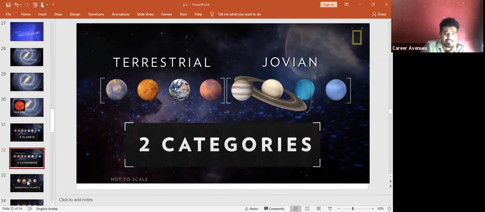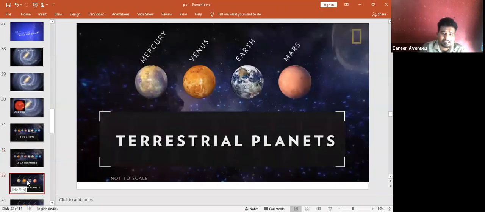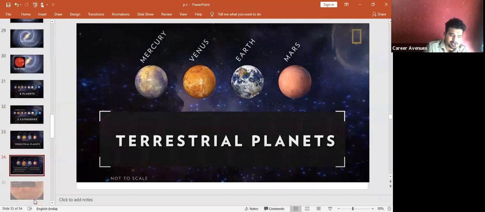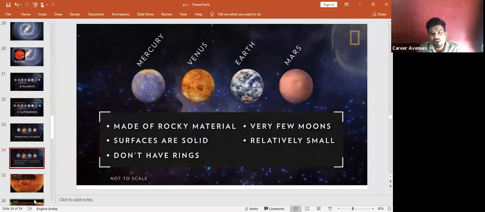Let's see in detail. These are the terrestrial planets. Now let's see the properties. They are all made up of rocky materials. Their surface is solid. They don't have rings at all. They are relatively small, and very few moons are there. On Earth we have one moon, named the Moon, and on Mars we have 2 moons, named Deimos and Phobos. There is no moon at Mercury or Venus.